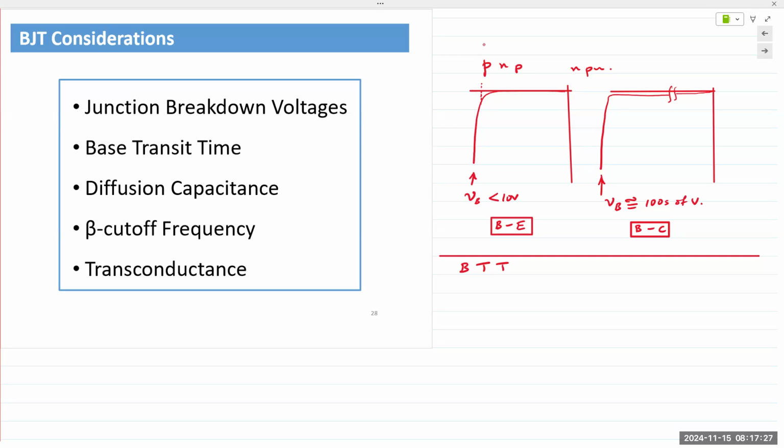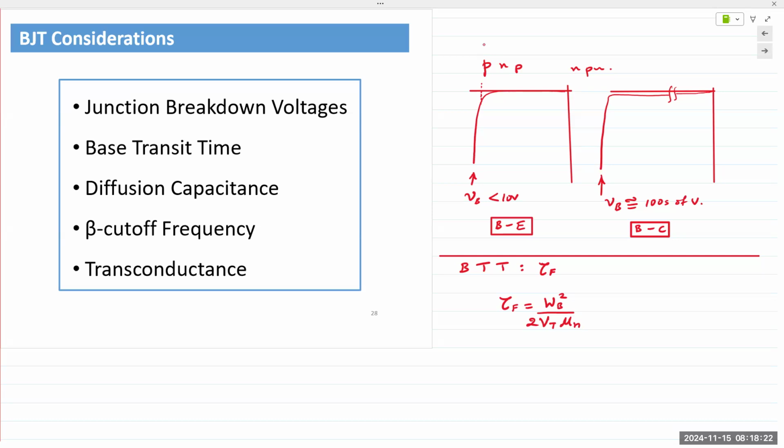And that is given by tau F. Tau F is given by WB squared divided by 2 VT times mu n. So the forward transit time, or the base transit time, is given by WB squared over 2 VT times mu n.